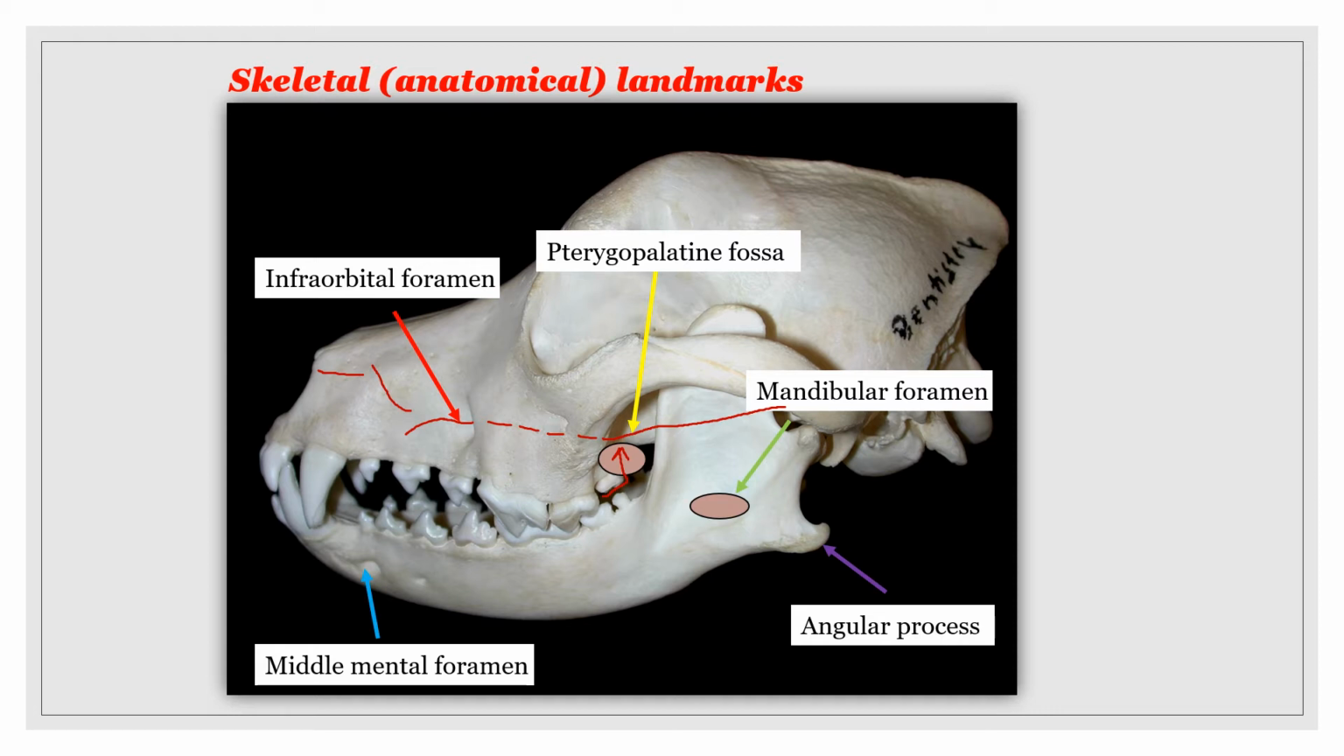So this is on the medial side of the vertical ramus of the mandible. This is the vertical ramus of the mandible here, and the mandibular foramen is on the medial side in line with the angular process. So this is the angular process, so it's in line with the angular process, around 1/2 to 2/3 from where the vertical ramus meets the body of the mandible. So this is the body of the mandible here.